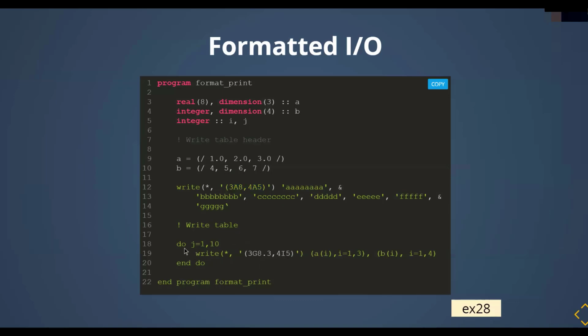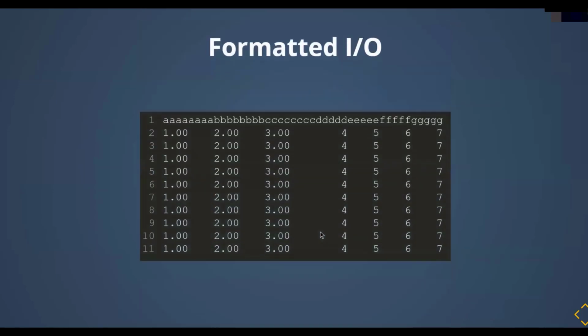And then I want to write the table values here. So in this case, I have 3 floating point values, and I want to present them in a generic floating point format with a field width of 8 and 3 decimal points. Then I have 4 integer values with a width of 5. That represents the following output.